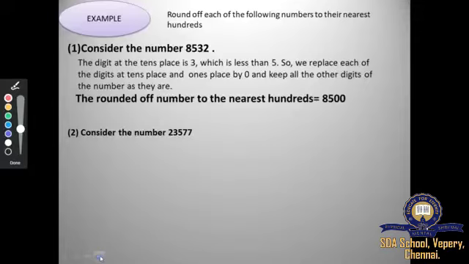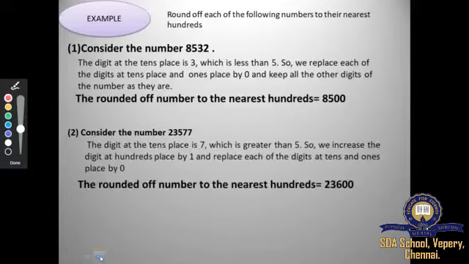Consider the number 23,577. The digit at the tens place is 7. We have 7 in the tens place, which is greater than 5. So we increase the digit at the hundreds place by 1 and replace each of the digits at tens and ones place by 0. The rounded off number to the nearest hundreds is equal to 23,600.